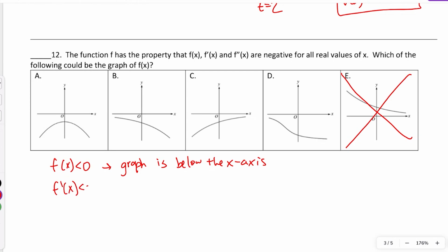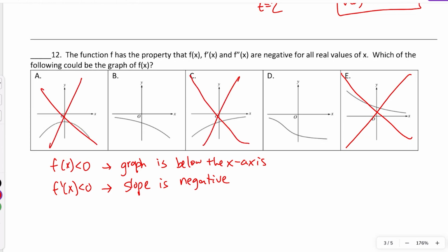F prime being negative means that the slope is negative. So if we see any positive slopes, that can't be our answer either. So C is positive slope. A has positive and negative, but this is always going to be negative. So that leaves us with B and D. And lastly, the fact that the second derivative is negative tells me that the graph is concave down. We can see B looks to be concave down. D is concave down to a point, but then is concave up. So it's not going to be D. Our answer is B.